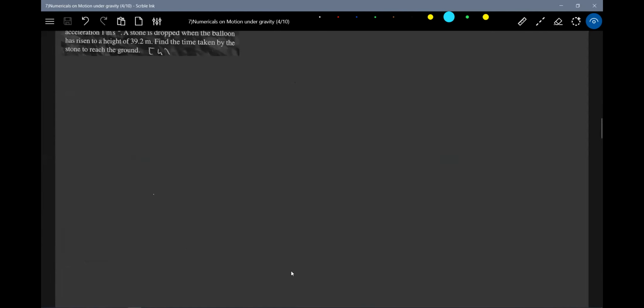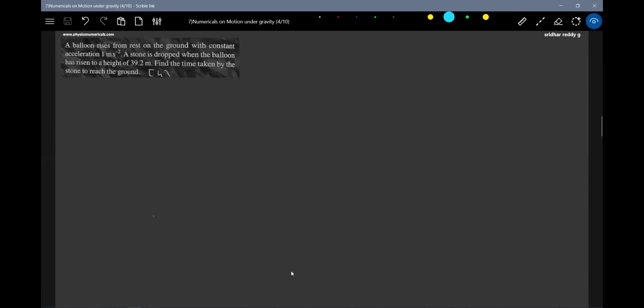Let's take a balloon that rises from rest on the ground with a constant acceleration of 1 meter per second squared. A stone is dropped when the balloon has risen to a height h. Find the time taken by the stone to reach the ground. So this is the ground. A balloon rises from the ground with a constant acceleration. A stone is dropped from the balloon.